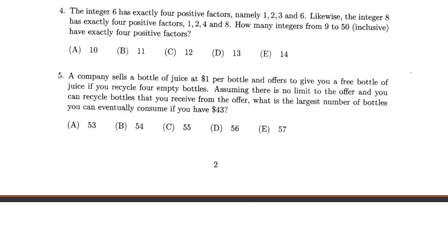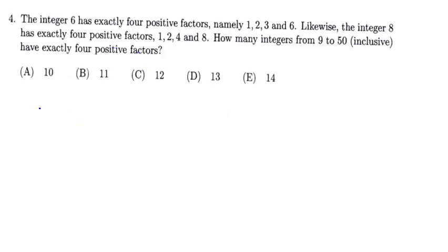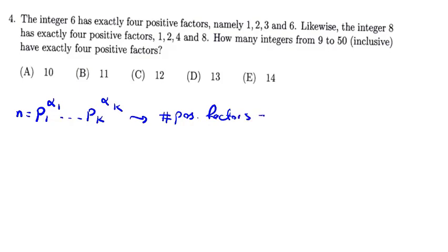SMO 2020 Junior Section First Round Problem number 4. The integer 6 has exactly 4 positive factors, namely 1, 2, 3, 6. Likewise, the integer 8 has exactly 4 positive factors: 1, 2, 4, 8. How many integers from 9 to 50 inclusive have exactly 4 positive factors? Okay, so the formula for the number of positive divisors, positive factors: if n equals p1 to the alpha 1 up to pk to the alpha k, the number of positive factors equals (alpha 1 plus 1) up to (alpha k plus 1).